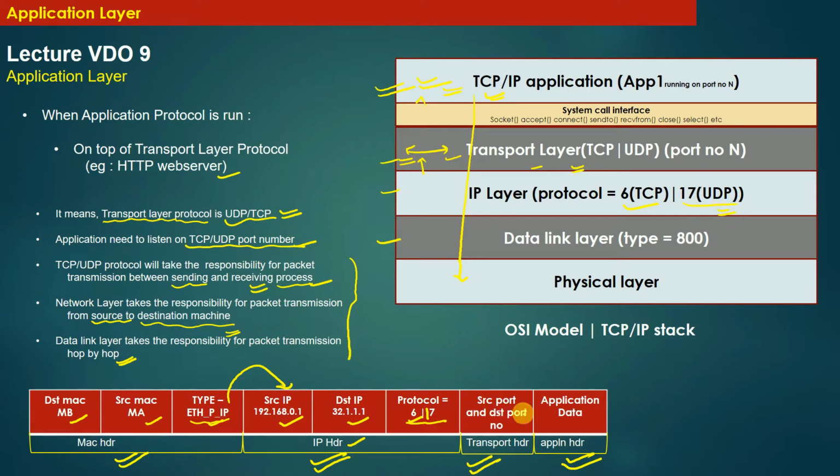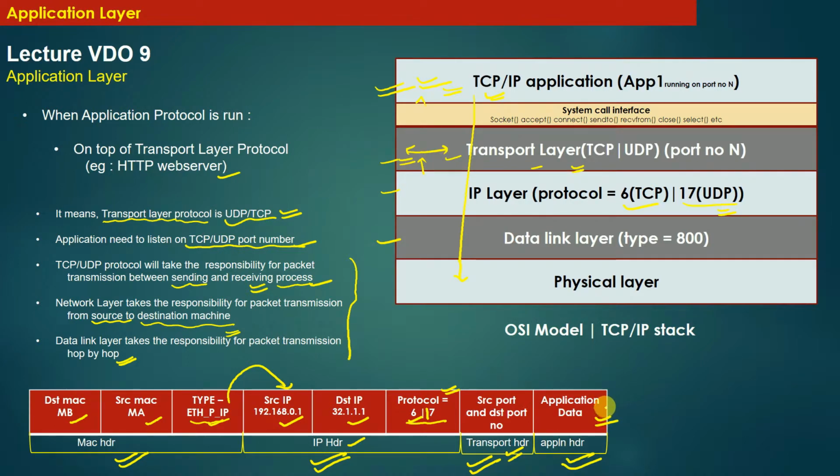And then in the packet, there is a transport header which has the source port number and destination port number. It could be TCP header or it could be UDP header depending on the protocol value in the IP header. And finally, the last header in the packet is the application data. The application actual data is the last part of the packet.